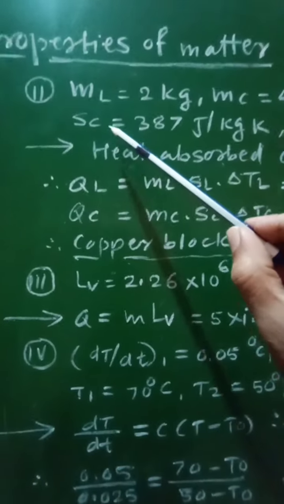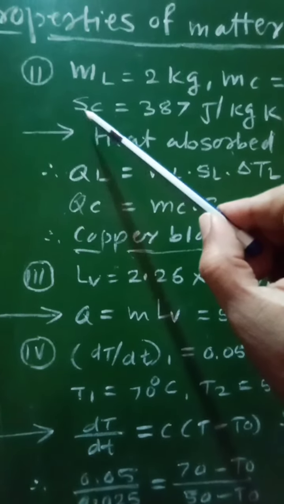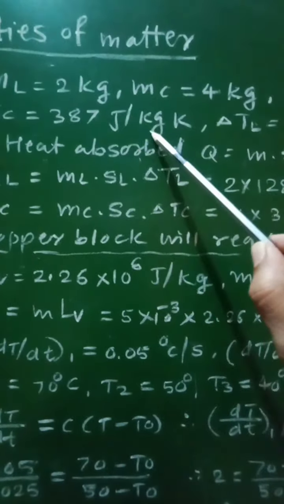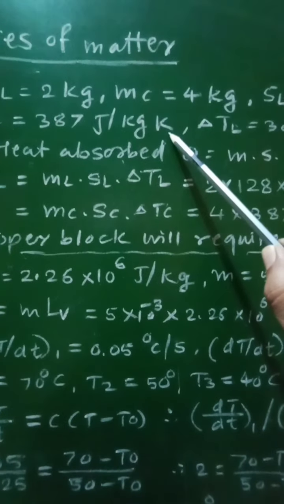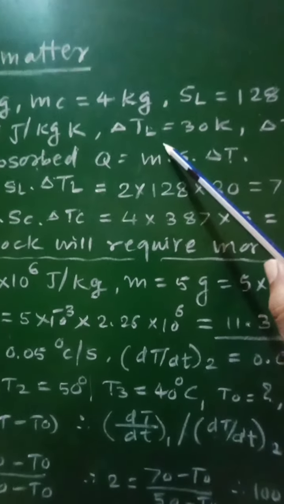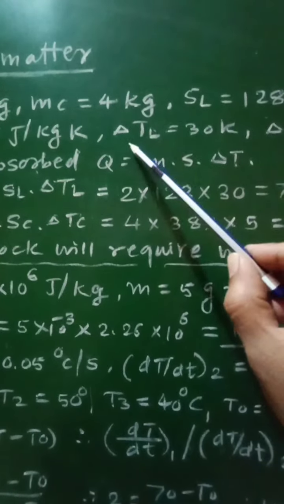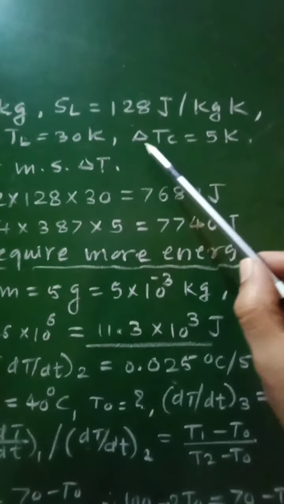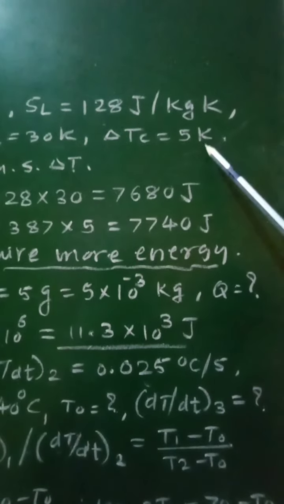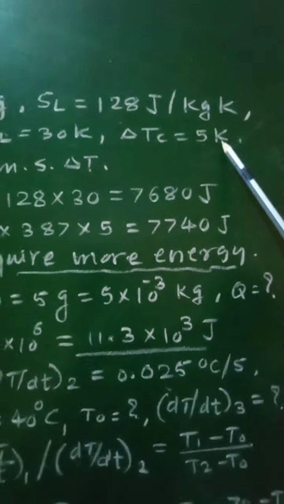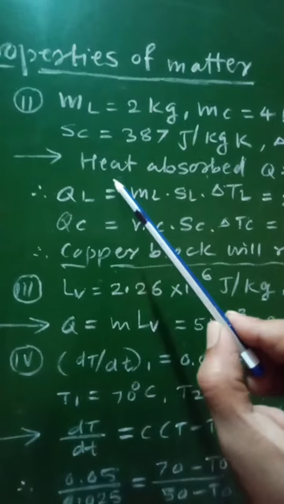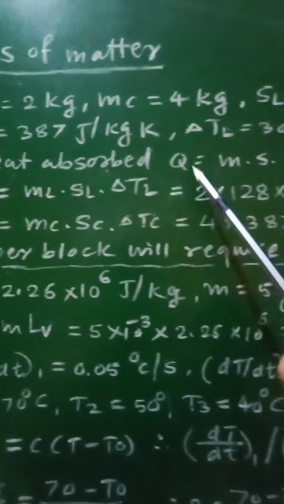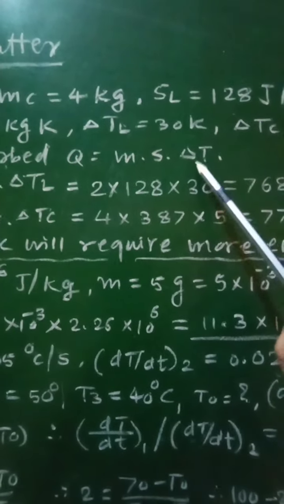Then for the copper block, specific heat capacity SC is equal to 387 joule per kilogram Kelvin. Then the change in temperature for lead, that is delta TL, is equal to 30 Kelvin, and for copper delta TC is equal to 5 Kelvin. Now we know the relation for heat absorbed or heat gain will be Q is equal to M into S into delta T.